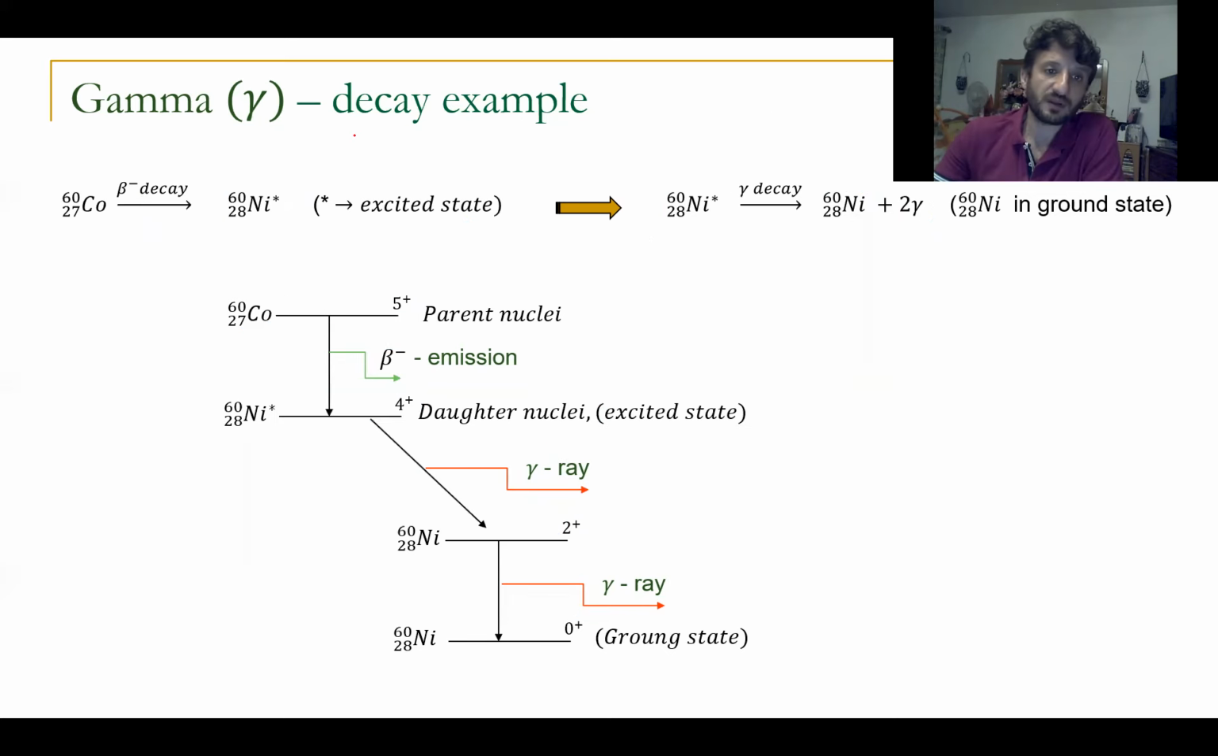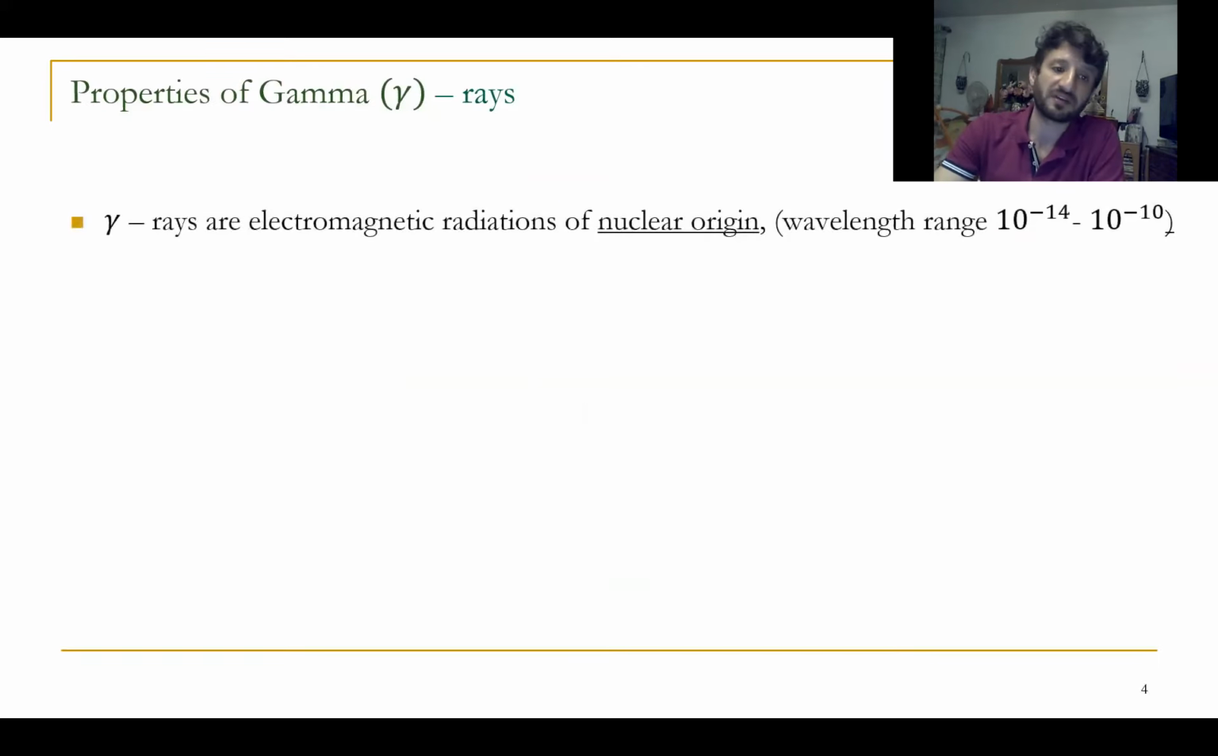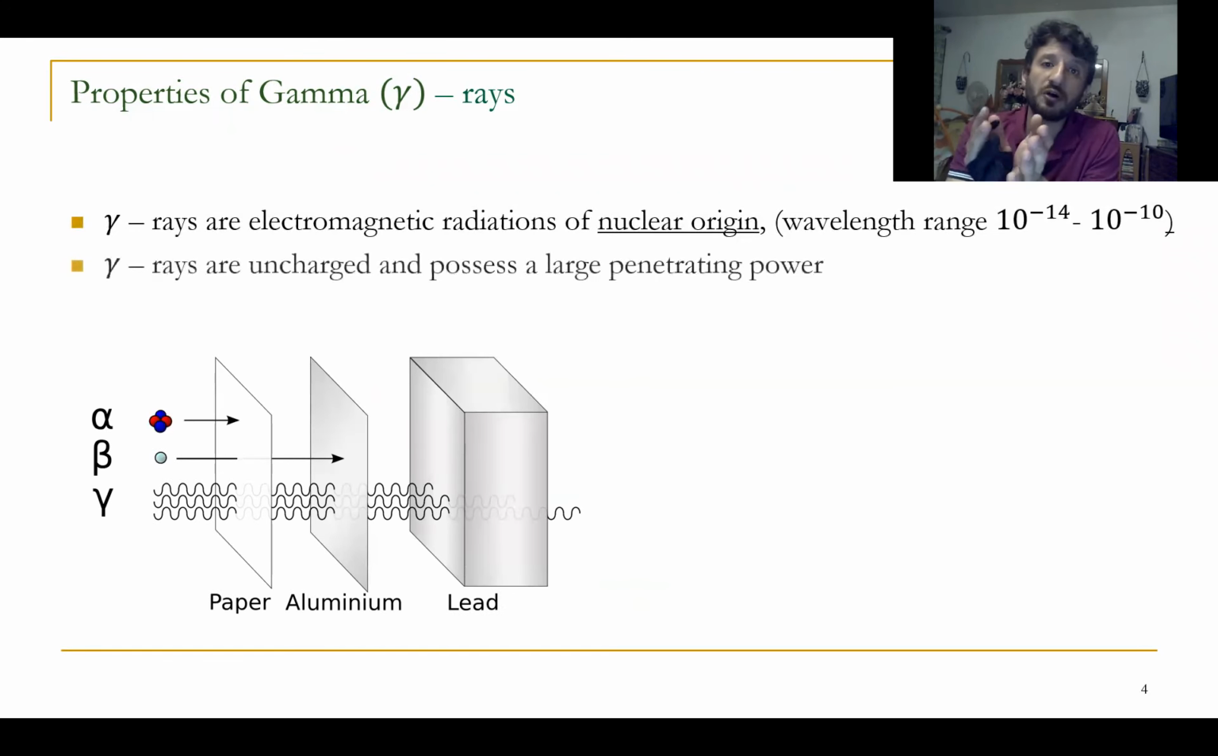So let me talk about the properties of gamma ray. In the case of alpha and beta decay, we have particle emission. In the case of alpha, we have the He particle. The alpha particle is like the nucleus of helium-4-2 in the case of alpha decay.